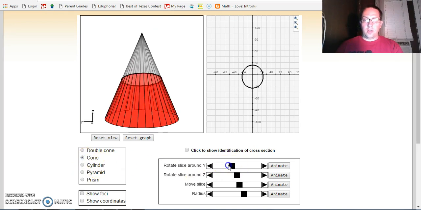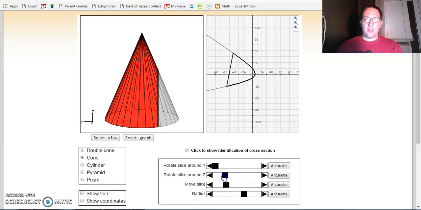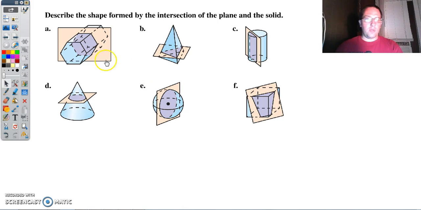Cone, get lots of different shapes. I can get a circle. Move it all the way up. I get a point. Let's see, move it like so. Triangle. Well, no, that ain't a triangle. Now it's a triangle. Now it's some kind of weird thing right there. That's actually a parabola. So all kinds of shapes you can get. Those are cross sections. There we go.